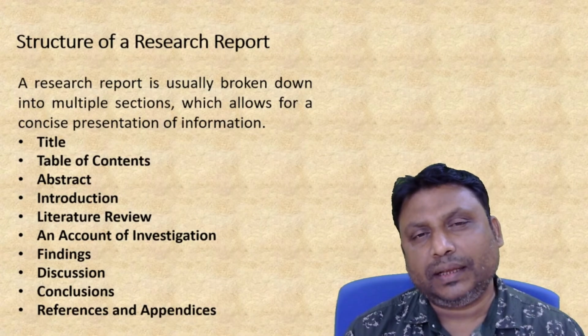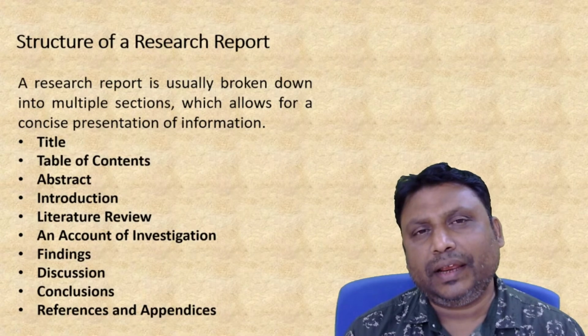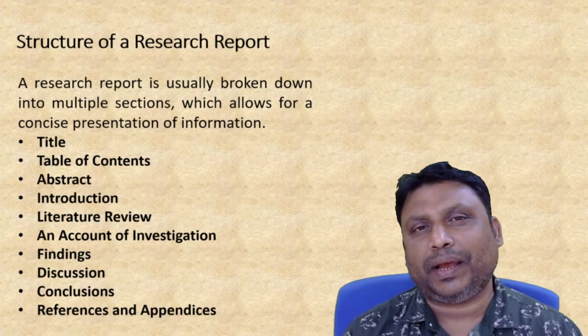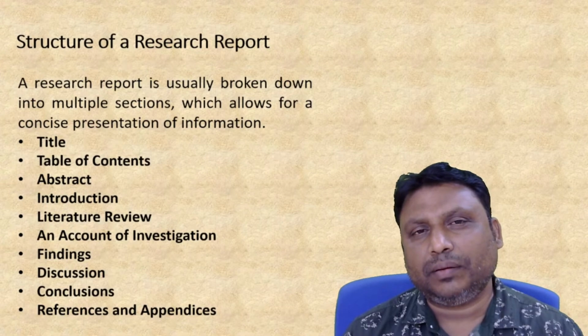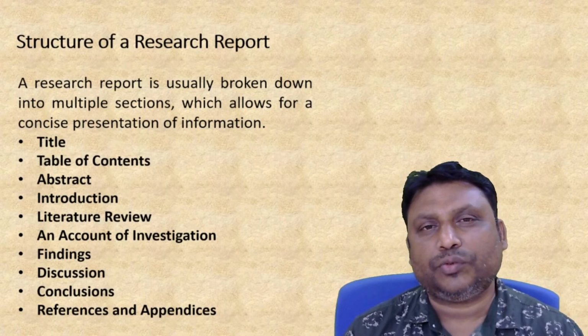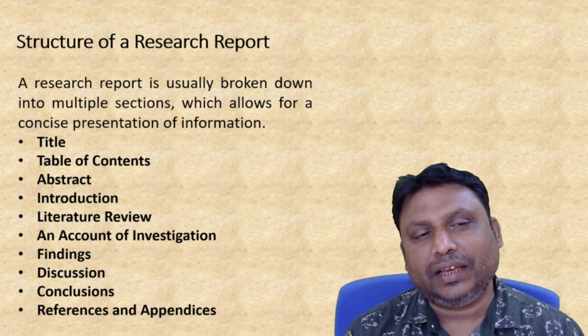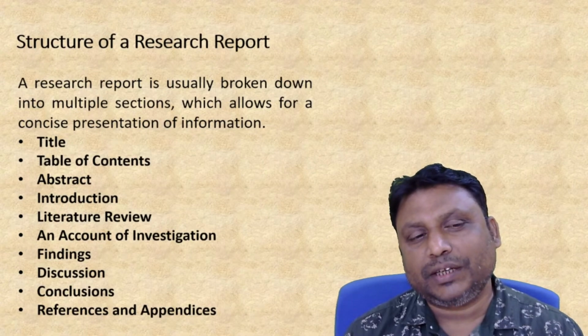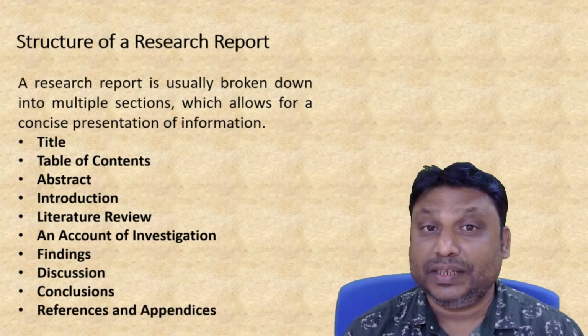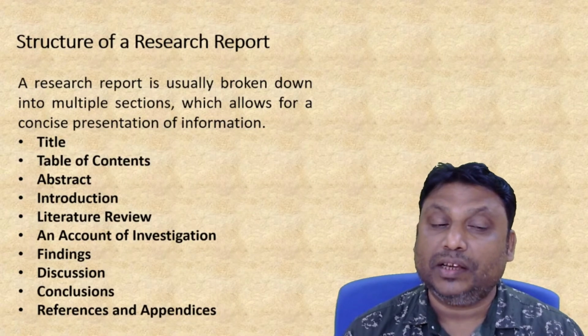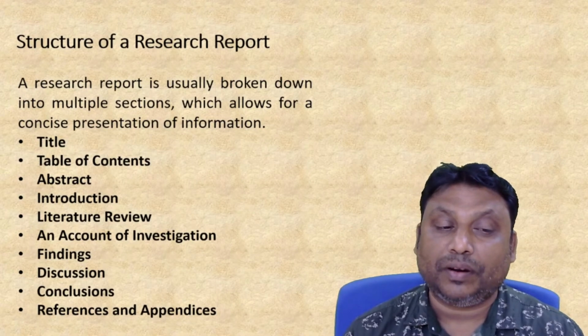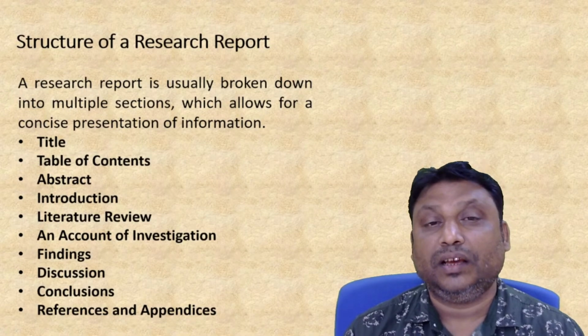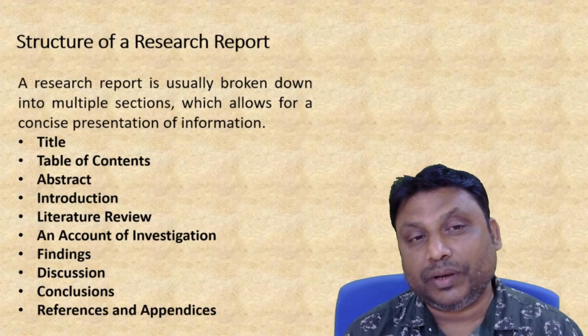The purpose is to give the detailed research report within a paragraph, a short summary of your research work. This is called the abstract. You can put this abstract after the table of contents. This abstract is based on your introduction, literature review, investigation, findings, discussion, and conclusion. Everything will be in the summary of your abstract.